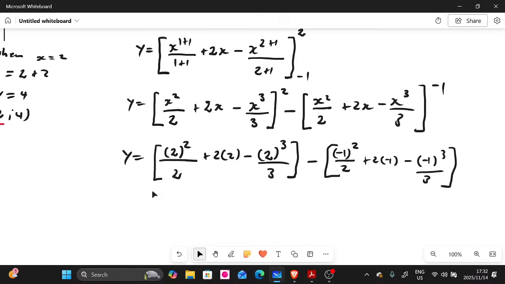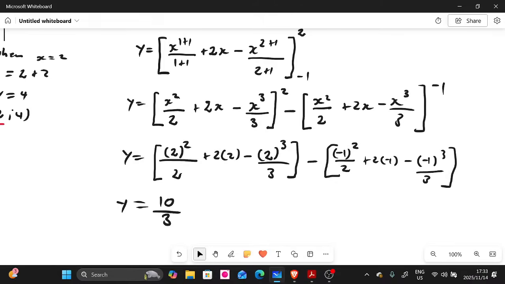Let me see. Okay, so for the first paragraph, we have 10 divided by 3, not 2. Then we have to do the second bracket, right? So let's do the second bracket.